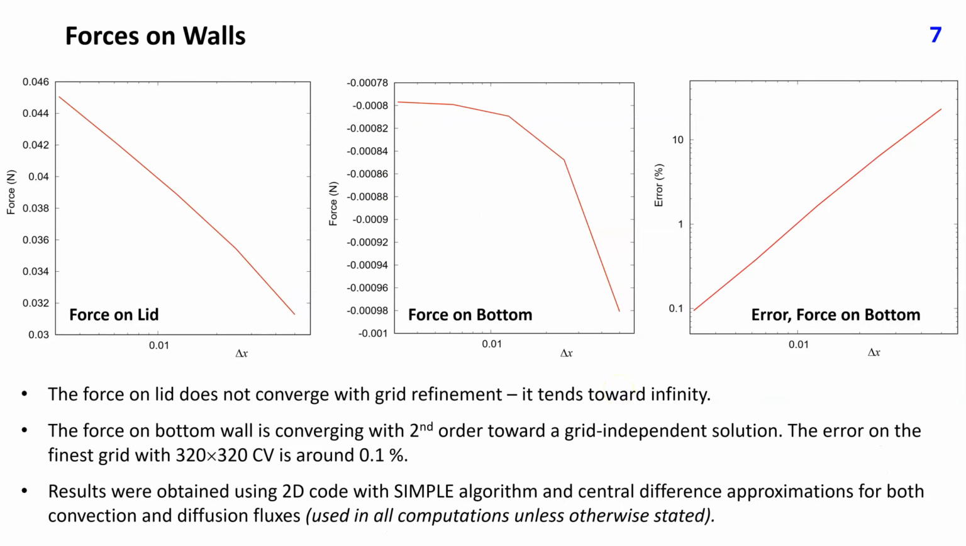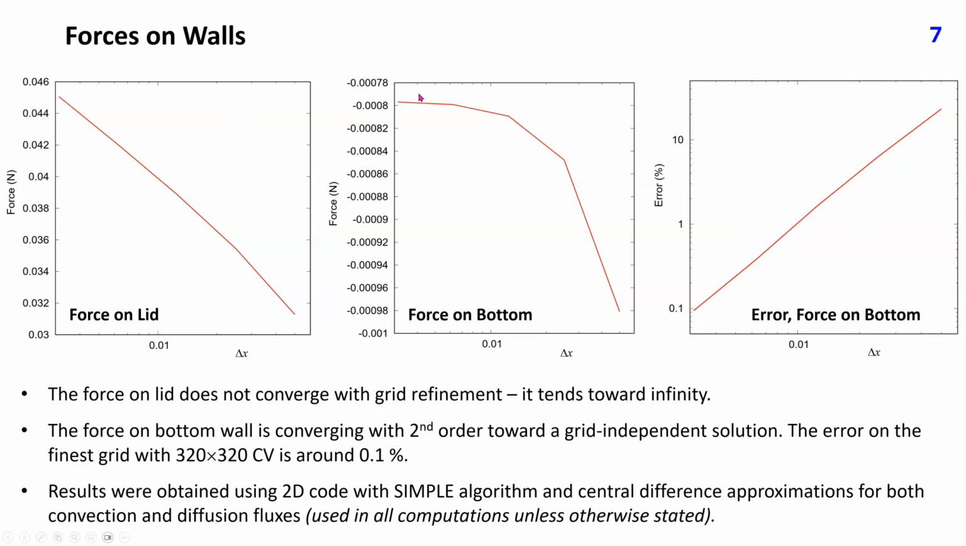These plots show the force on lid, the force on bottom wall, and the discretization error for the force on bottom wall estimated using Richardson extrapolation, as explained in slides 14 and 15 of lecture 6. Computations were performed using non-uniform grids. The force on lid does not converge with grid refinement. It tends towards infinity, as can be seen from this plot. The force on bottom wall is converging with second order toward a grid-independent solution.